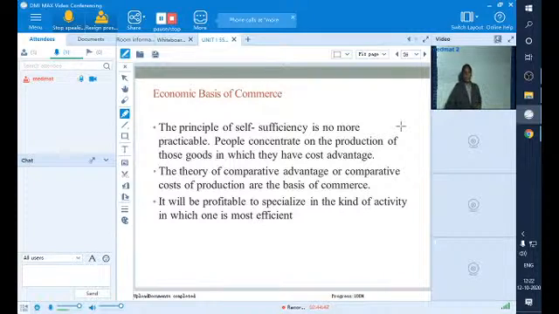So what are the things here? The principle of self-sufficiency is no more practicable. People concentrate on the production of those goods in which they have cost advantage. The theory of comparative advantage or comparative cost of production is the basis of commerce. It will be profitable to specialize in the kind of activity in which one is the most efficient.